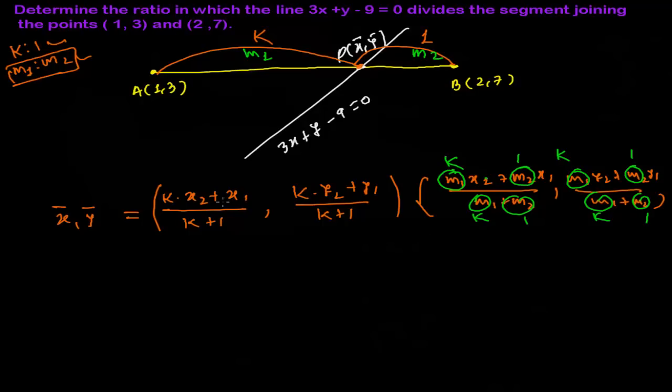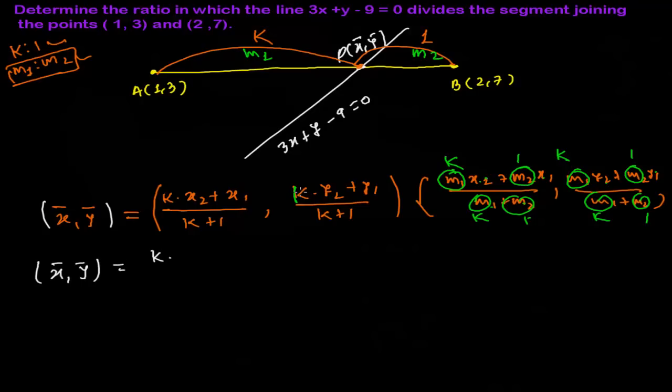You'll get, well, you understand it, K X2 and 1 times X1, and again K Y2 plus 1 times Y1, and then it is M1 plus M2, so K plus 1, all right? So now let's do further. X bar, Y bar, so now K times X2.